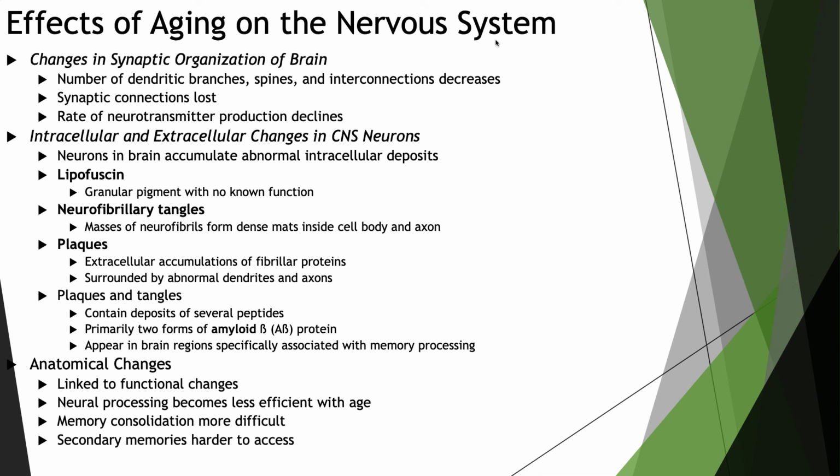In many areas, the number of dendritic branches, spines, and interconnections appears to decrease. Synaptic connections are lost, and the rate of neurotransmitter production declines. Many neurons in the brain accumulate abnormal intracellular deposits, including lipofuscin and neurofibrillary tangles. Lipofuscin is a granular pigment with no known functionality. Neurofibrillary tangles are masses of neurofibrils that form dense mats inside cell bodies and axons. Plaques are extracellular accumulations of fibrillar proteins, surrounded by abnormal dendrites and axons.